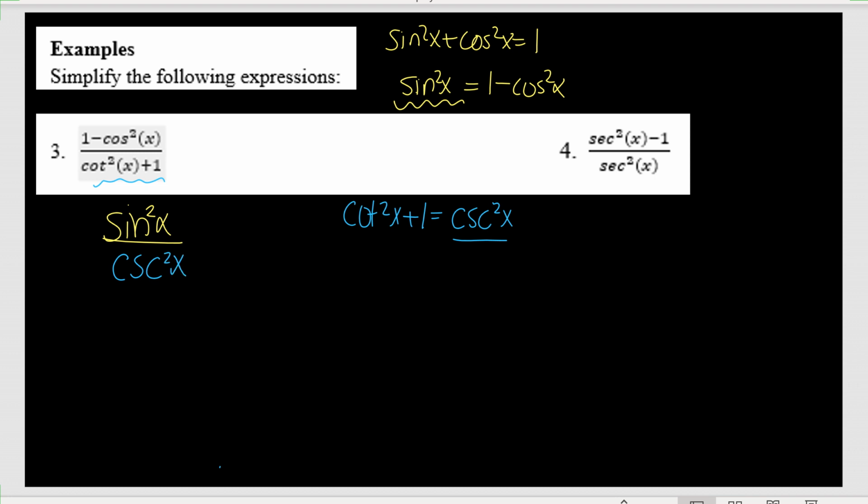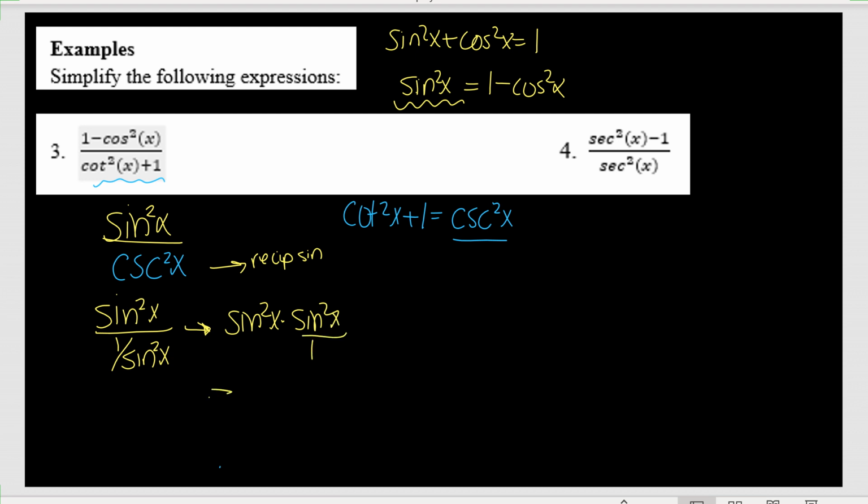Now we just have to take care of this fraction. So I have sine squared of x divided by cosecant squared of x. Remember, cosecant is the reciprocal of sine. Okay, so you can write it a couple of different ways. I'm going to write sine squared of x divided by 1 over sine squared of x. And then I'm going to multiply through by the reciprocal of the denominator, giving me sine squared of x multiplied by sine squared of x over 1, which simplifies just to give me sine to the 4th power of x. Awesome. We are plugging and chugging along.